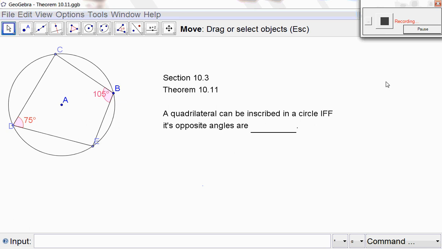It says, theorem 10.11: a quadrilateral, so a figure with 4 sides, can be inscribed in a circle if and only if its opposite angles are what? Go ahead. Supplementary. You got it. If and only if opposite angles are supplementary.